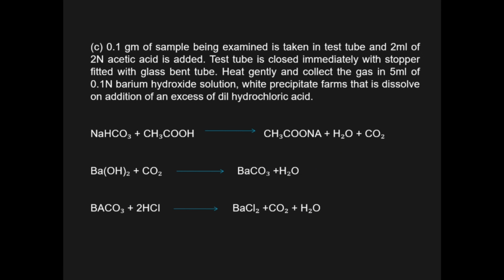In the third method, 1 gram of the sample being examined is taken in a test tube and 2 ml of 2 normal acetic acid is added. The test tube is closed immediately with a stopper fitted with a glass bend tube. Heat gently and collect the gas in 5 ml of 0.1 normal barium hydroxide solution. A white precipitate forms, which dissolves on addition of an excess of dilute hydrochloric acid. Below is the reaction that happens in this method.